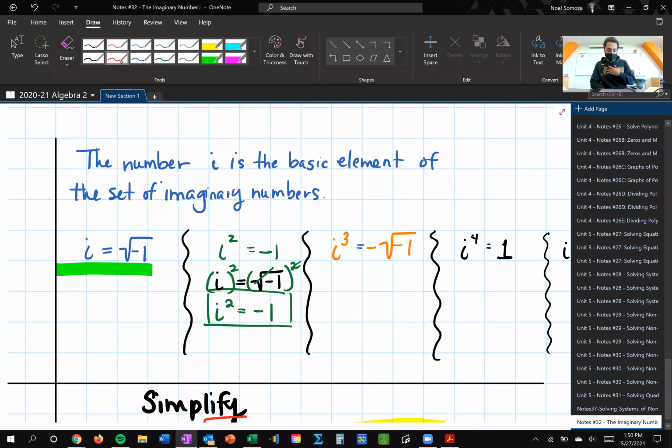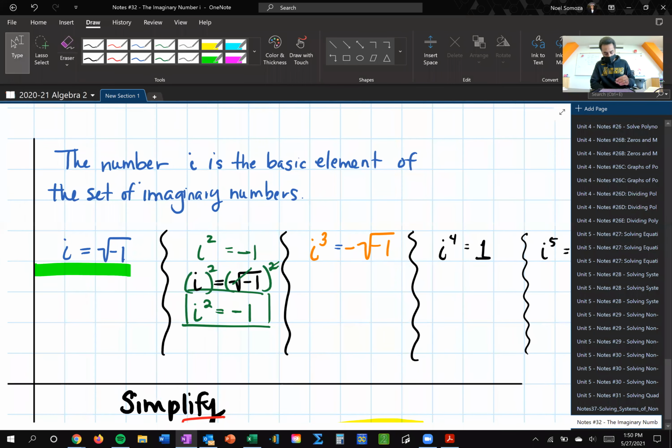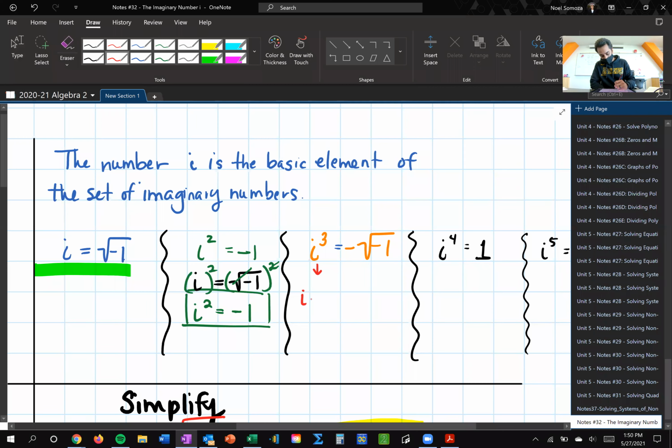Now, let's say we were looking to solve for what is i to the third. Well, i to the third is the same thing as i times i squared. i times i squared gives you i to the third. Well, i is the square root of -1, and i squared is just -1. So if you multiply those two together, -1 is a constant. Remember that you do not multiply outside numbers with numbers that are inside the root. So this ends up just being negative square root of -1. And that's what i to the third is equal to. So that's where we get our third definition.